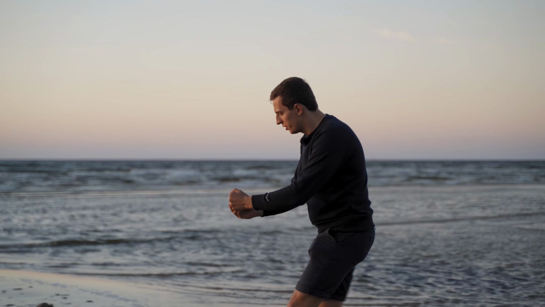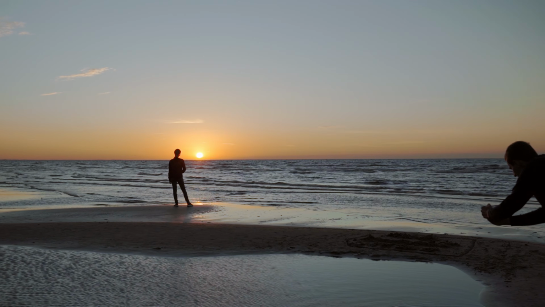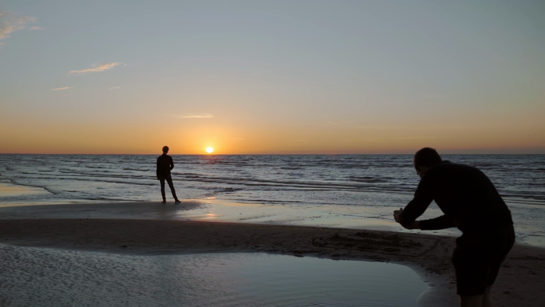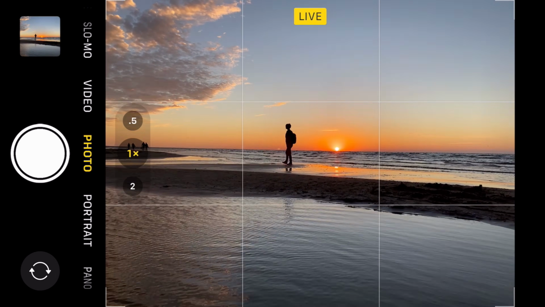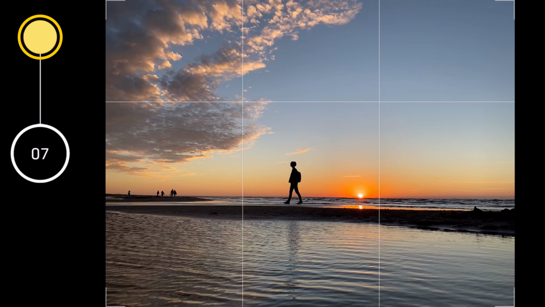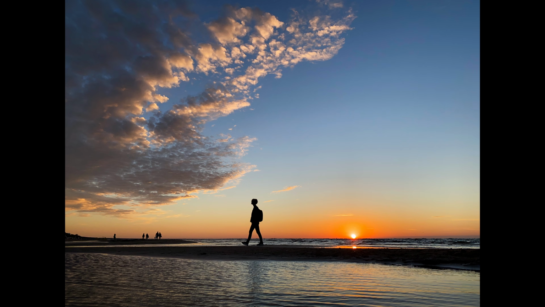So there's a person observing the beautiful sunset, and they happen to be standing on that island. So I'm gonna try to frame it up like this so that I can see where they're standing. I can see there's water in front of them as well. And let's shoot a burst now. Look at that, that looks just incredible.